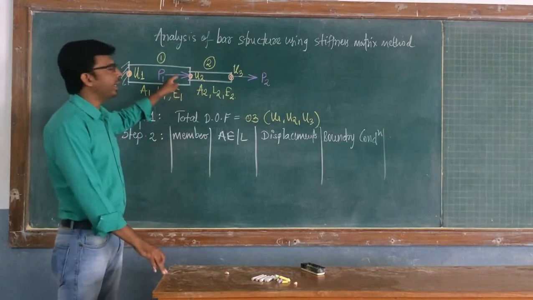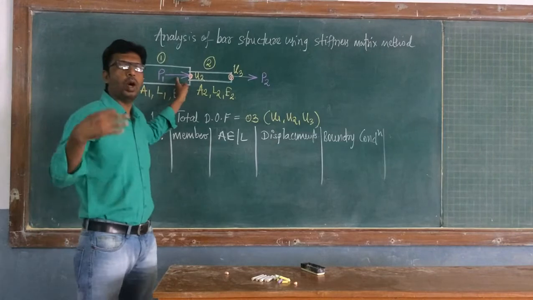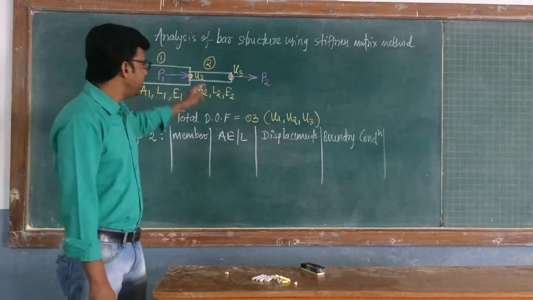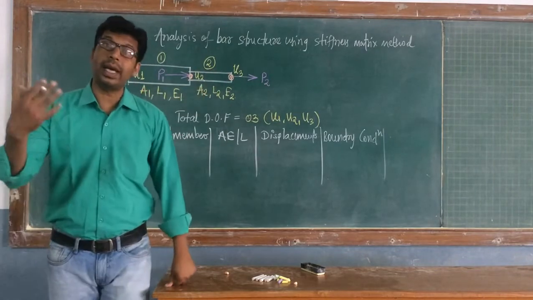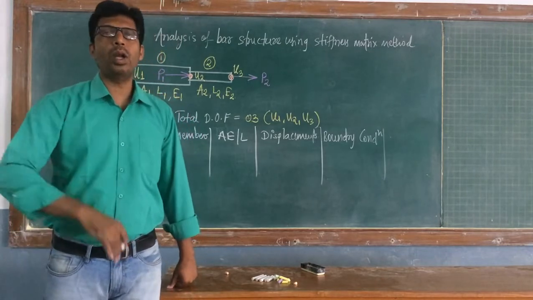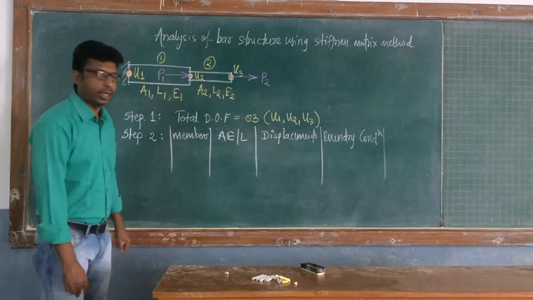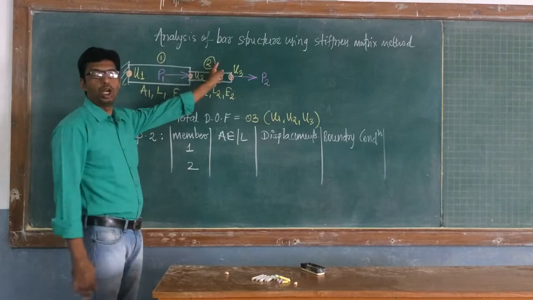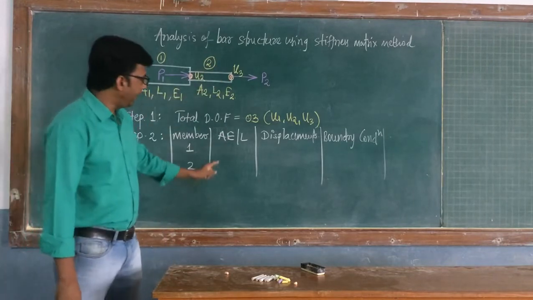Okay. Now the first column represents the member. It means divide the given bar assembly into number of members. It may be 2, 3 or 4 depending on the number of members connected in series. In this problem there are 2 members. There are few problems where 3 members are connected together, 4 members connected together. So depending on the number of members connected, you divide the given bar structure into that number of members. So here the members will be 1 and 2.